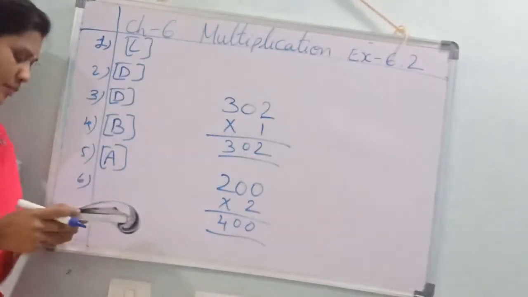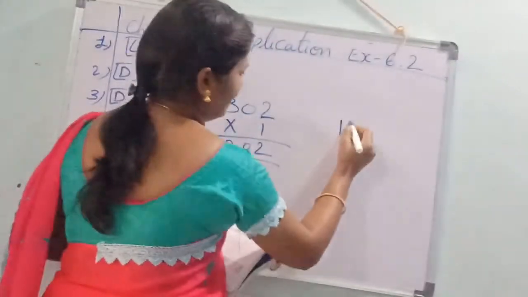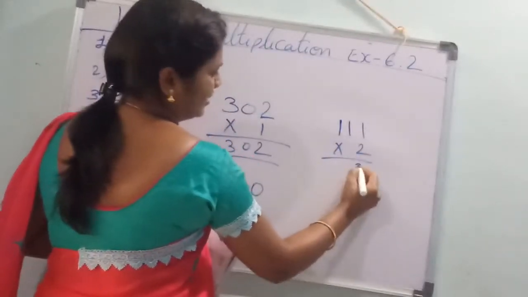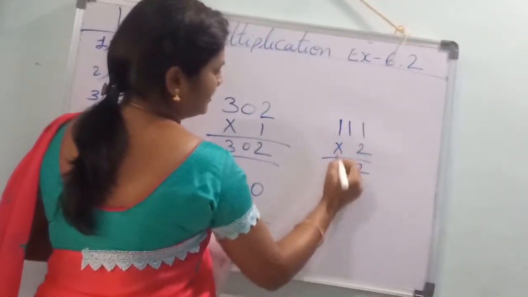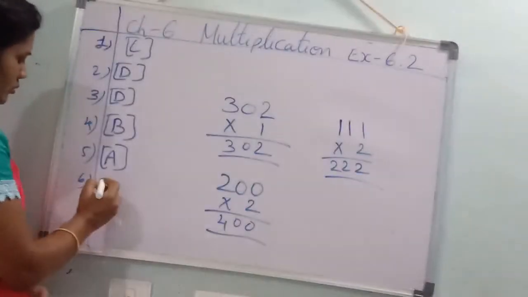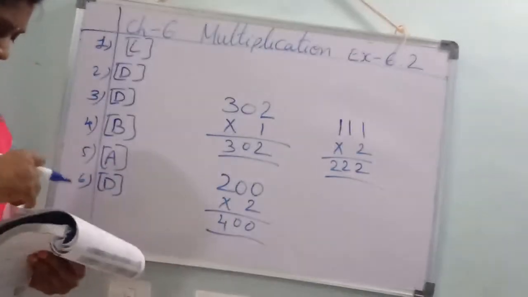Next. The product of 111 into 2. 2 ones are 2. 2 ones are 2. 2 ones are 2. What is that product? 222. Option D. Okay.